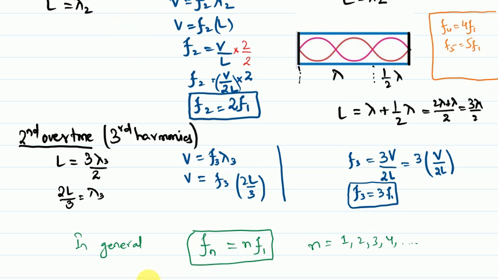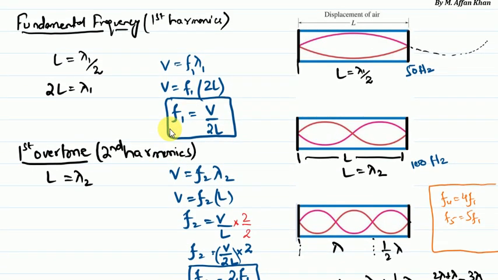The points of zero amplitude are called nodes. These are two nodes. The point of maximum amplitude is called an antinode. Can you tell me how many nodes are here? Yes, there are one, two, three. This is a node, another node, and another node. And how many antinodes are here? There are two antinodes. First is here, and the other one is here.